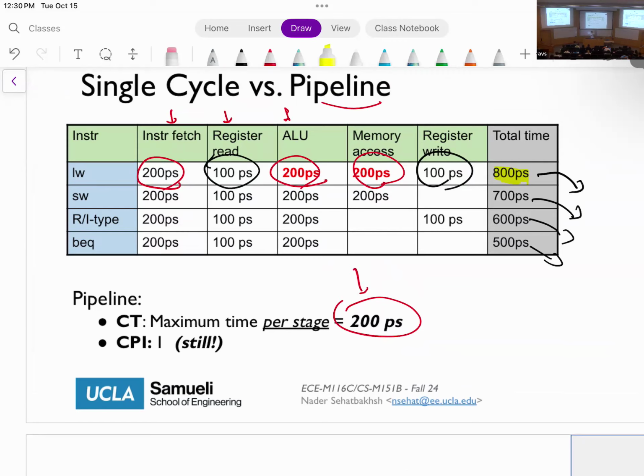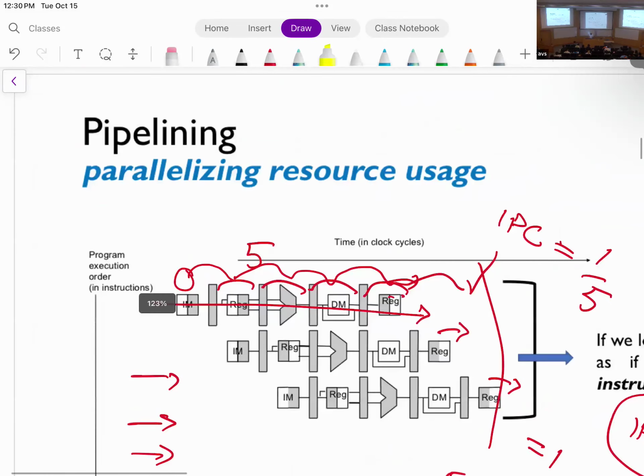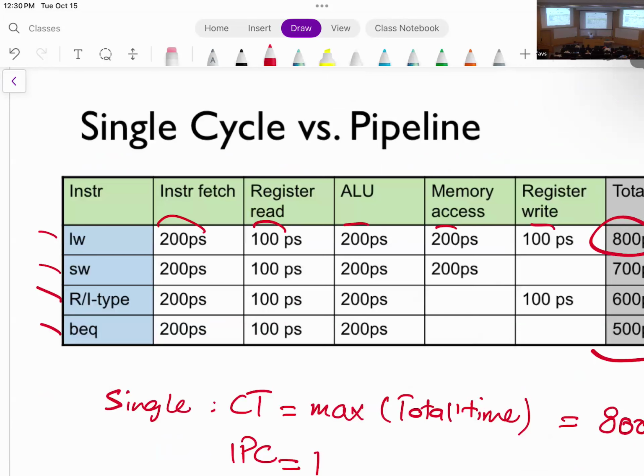With pipeline, now I'm clocking the system. So I'm adding these registers in between, which means that now I can clock the system faster. I clock the system based on the maximum per stage. And as you can see in this design, there are 5 different stages. Each one takes somewhere between 100 and 200 picoseconds, okay? So if I look into this design, the fastest that I can clock this system is 200 picoseconds, because that's the slowest stage. So immediately I change my cycle time from 800 picoseconds to 200 picoseconds. So that's 4 times faster, okay?